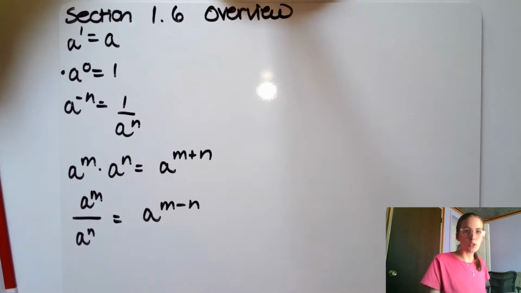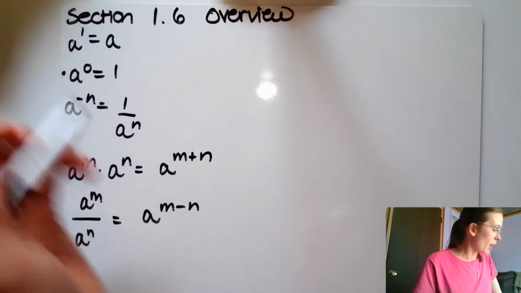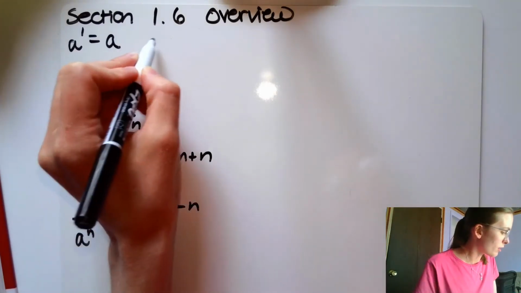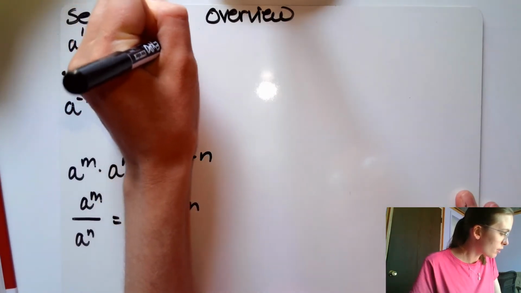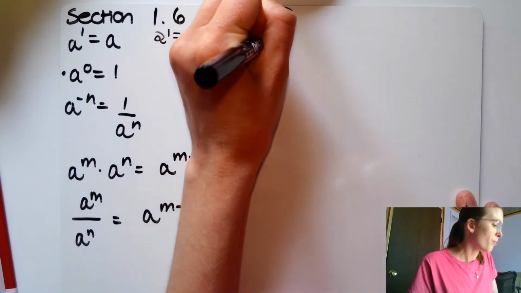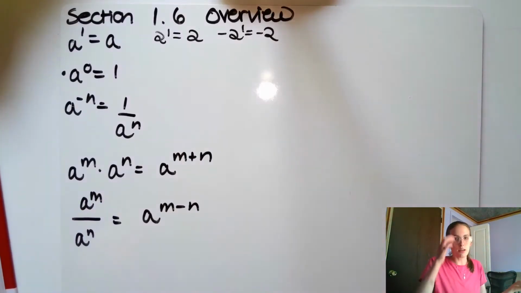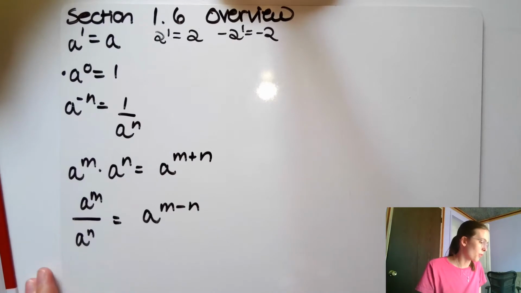Okay, so we've got the first rule: a to the first power equals a. This is for any real number a. So for example, 2 to the first power equals 2. Negative 2 to the first power equals negative 2. 17 to the first power equals 17. 31 to the first power equals 31. So on and so forth.